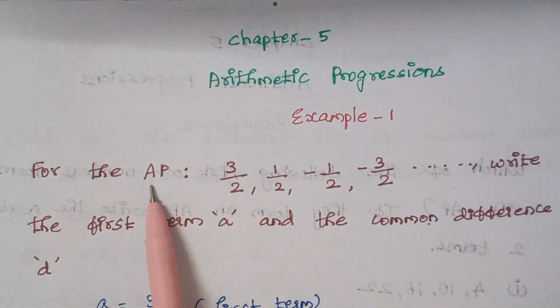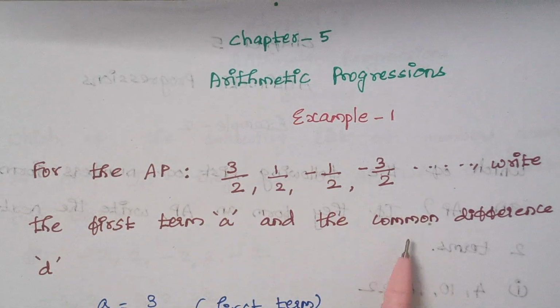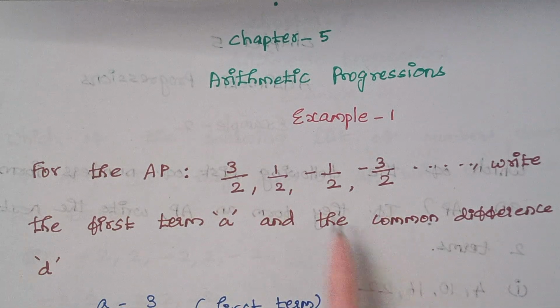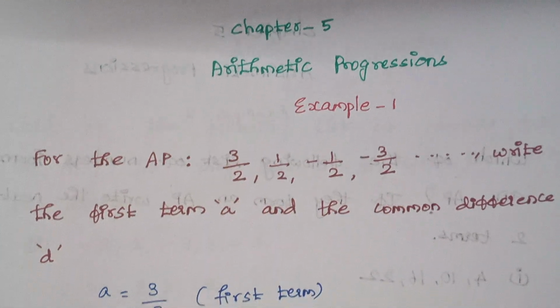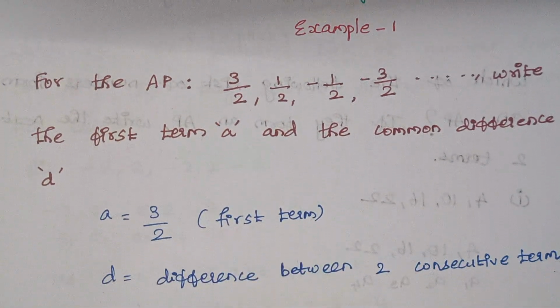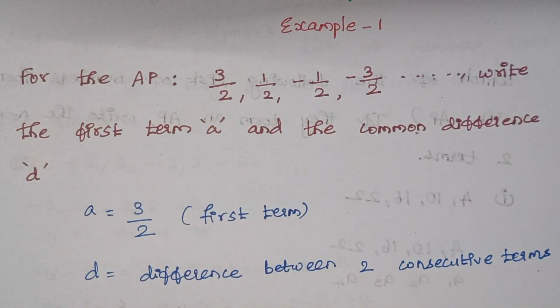So here in the arithmetic progression series, we have to write the first term and we have to find the common difference. So in the given series, what is the first term? It is 3 by 2. So the value of A is equal to 3 by 2. And what is the D? D is the difference between two consecutive terms. You can take any two terms and you can find the difference.